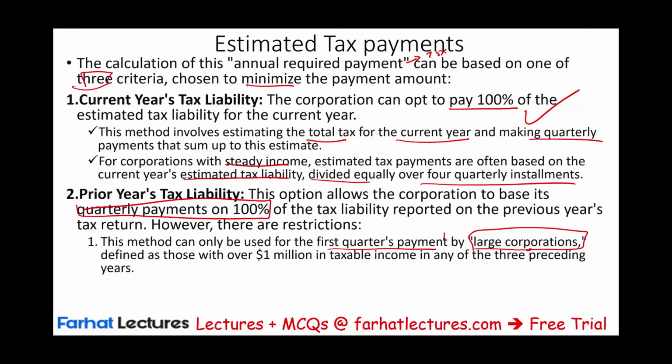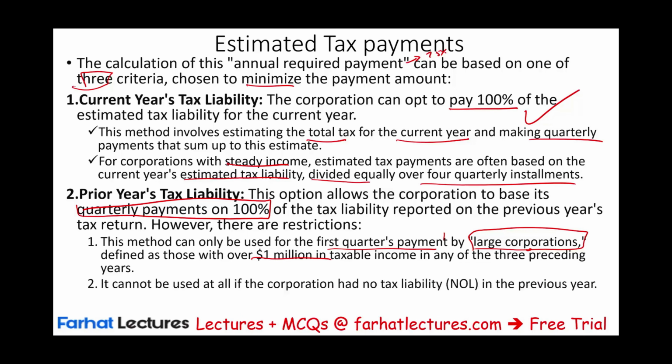So if you're a large corporation, yes, you can take this $1 million and divide it by 4, and you said my tax bill is $250,000 for the first quarter. But if you're a large corporation, you can only do this. What's a large corporation? One with $1 million in taxable income in any of the 3 preceding years. If you are a large corporation, you could use this only for the first quarter.